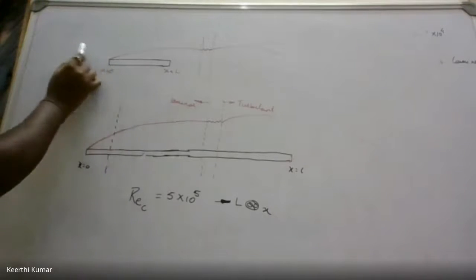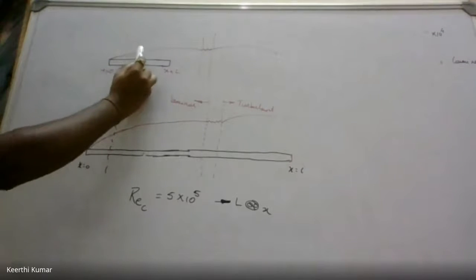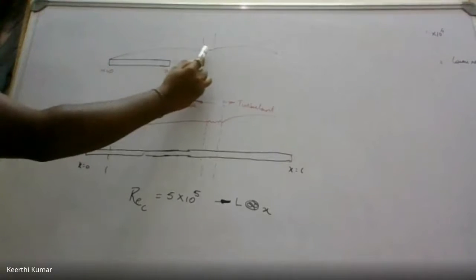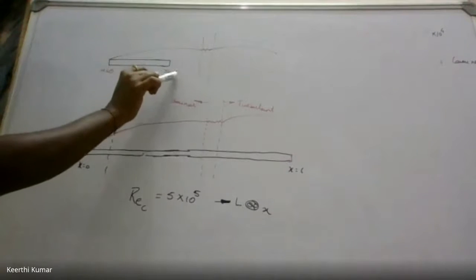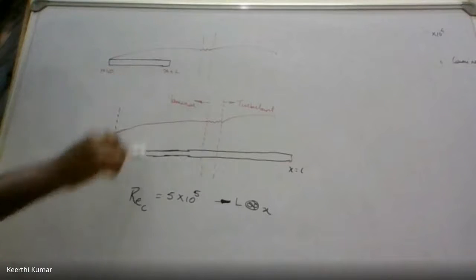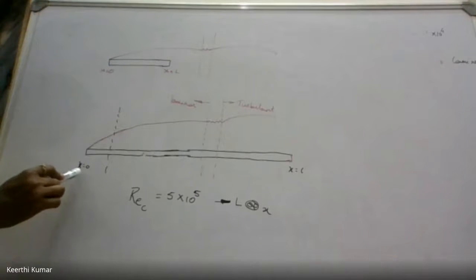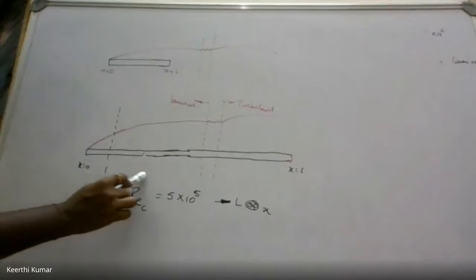Why? Once the wind is flowing, initially it will be laminar flow. That laminar flow region itself is bigger than the length of the plate. So in that case, even if I take x equal to L, we will still be in laminar flow only. At a distance of x equal to 0, it will be laminar. At a distance of x equal to something, it will be laminar, up to this level.